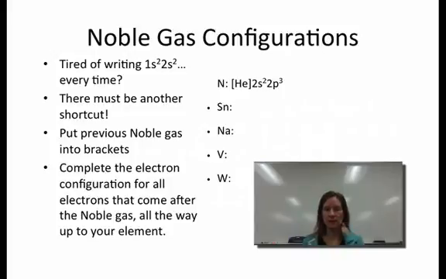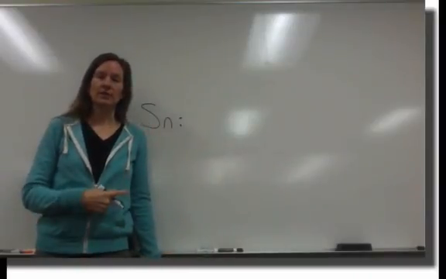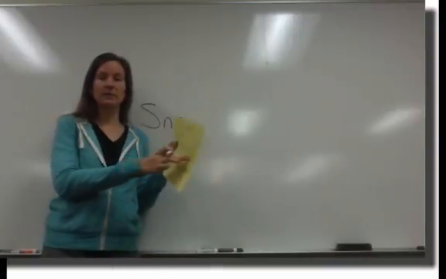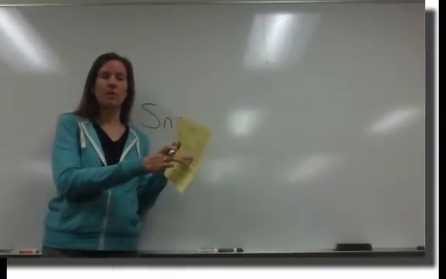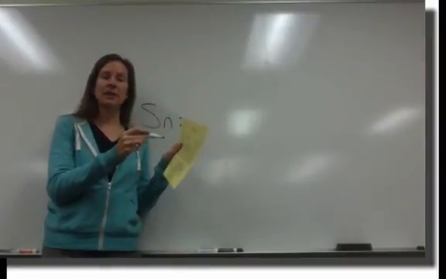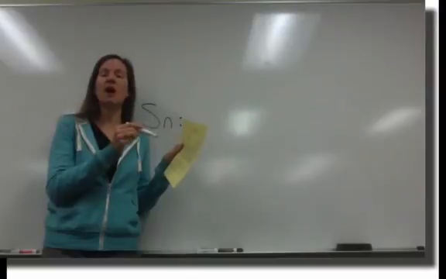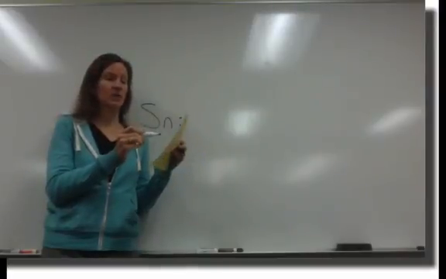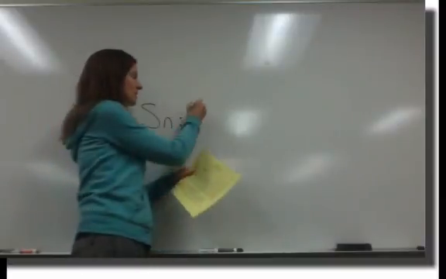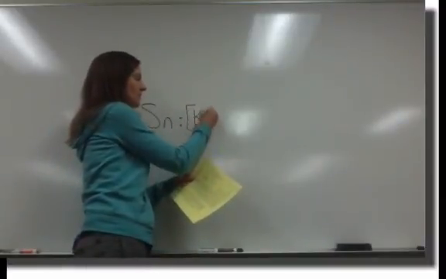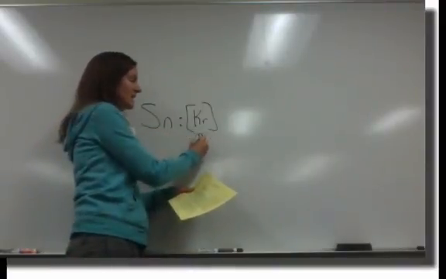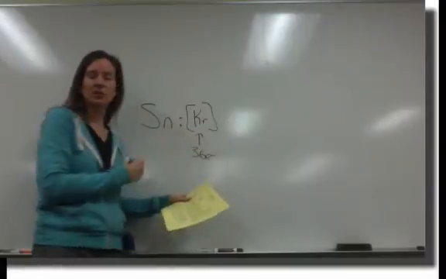So let's do another one. If I was going to do the noble gas configuration for tin, I would find tin on my periodic table. Okay, tin is 50. And then I would go back and up to the noble gas that exists before tin. So I have to find a noble gas that has an atomic number smaller than 50. Okay, the closest noble gas that's smaller than 50 is krypton, which has 36. So I would write krypton in a bracket. That's again saying my tin has the same 36 electrons as krypton.